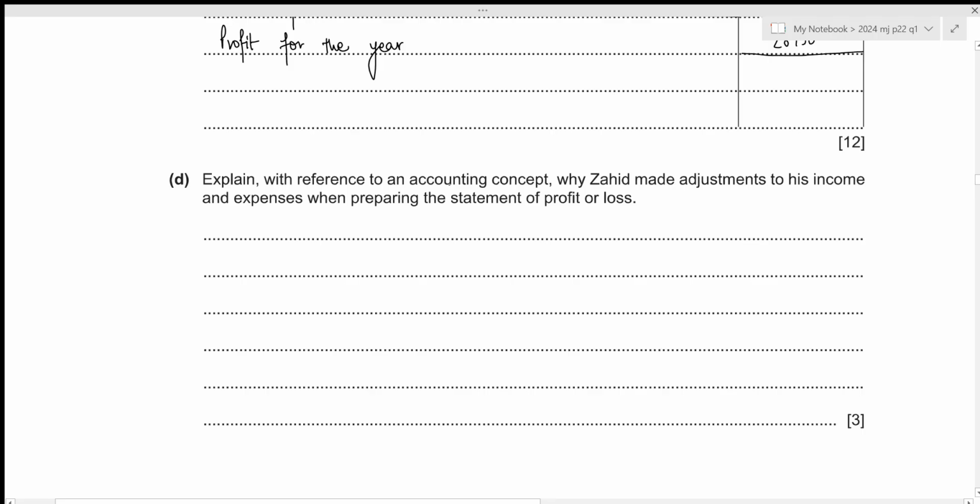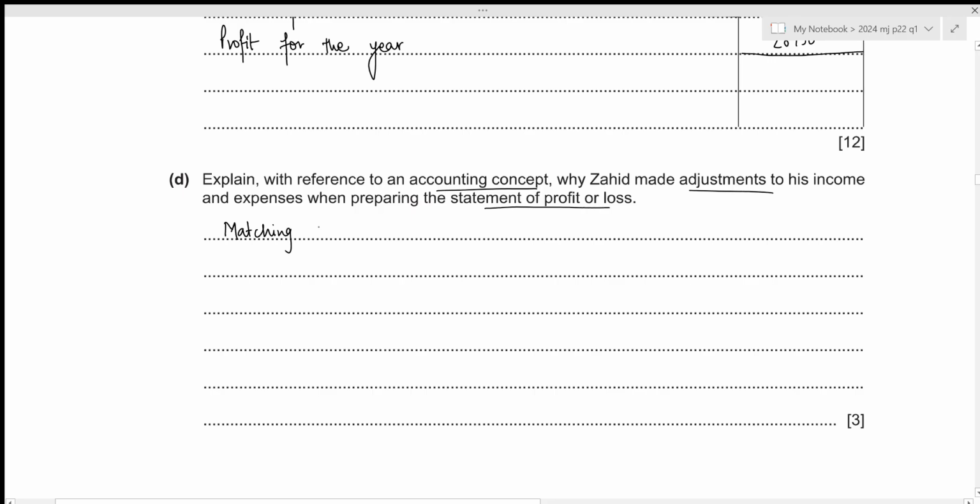We need to explain with reference to an accounting concept why Zahid made adjustments to his income and expenses when preparing the statement of profit or loss. So we always make adjustments to income and expenses for our accruals and prepayments according to the matching concept, so that we can match the expenses that were incurred during the year to the revenue generated in the same accounting period in order to ensure a fair reflection of the profit for the period. Let's write it down.